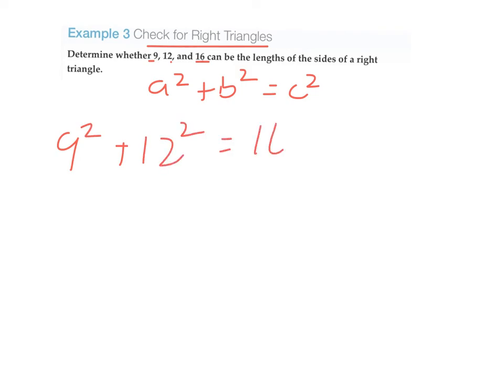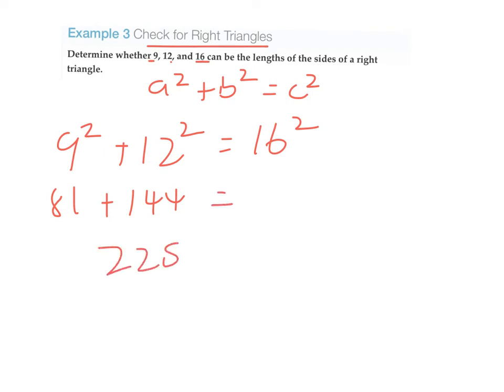Check for right triangles. We're looking for the sides that all equal each other. So we need a squared added to b squared to equal c squared. If I have 9, 12, and 16 being c, I can take 9 squared plus 12 squared equals 16 squared. So I would do the math. This is 81, this is 144, and if I add those, I get 225.